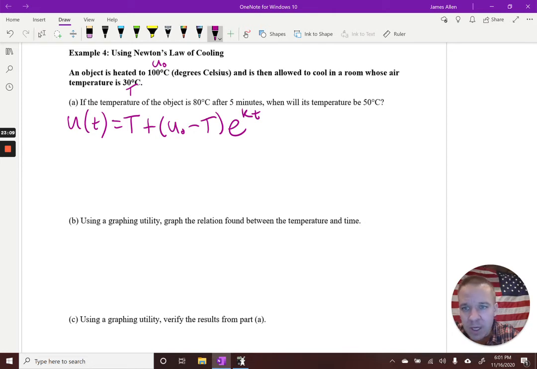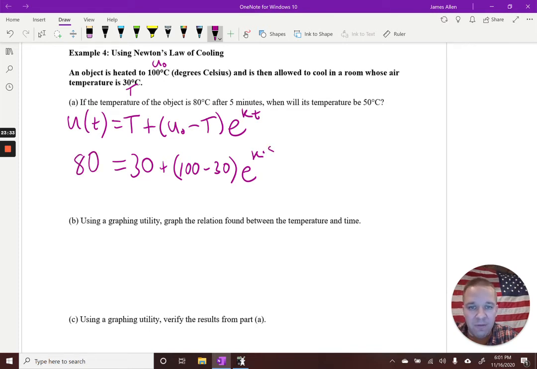Let's see here. We said T is 30. I'm going to start plugging some things in. U naught is 100, and then we've got 30 again for T. E raised to, we don't know what K is, but it's 80 degrees after 5 minutes. So if I put 80 and then multiply by 5 up here, that would allow me to solve for K, which is a common thing we've done. So now I've got everything as numbers except for the K. Let's solve this thing for K.